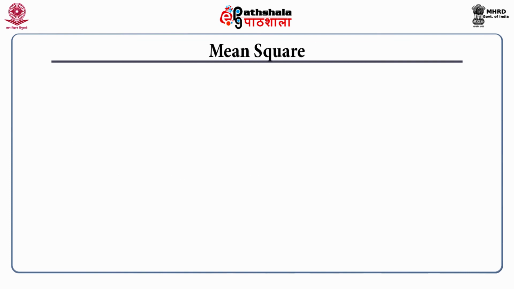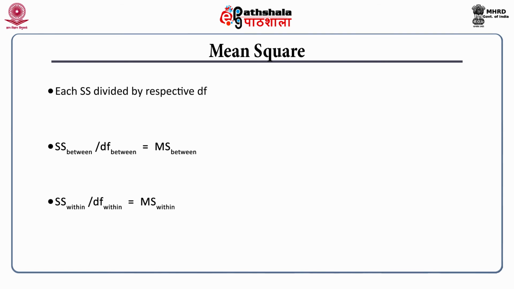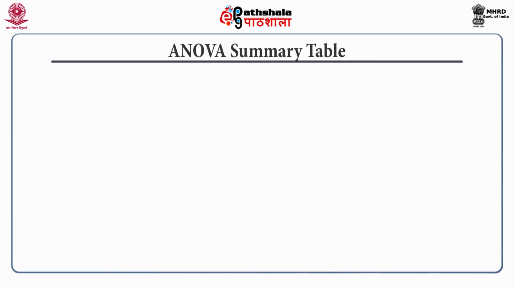Now the next step is to calculate the mean square. Each SS we have to divide by the respective degree of freedom. So sum of square between divided by degree of freedom between will be mean square between. Sum of square within divided by the degree of freedom within is equal to mean square within. Now the ratio of these mean squares, mean square between divided by mean square within, is called the F ratio. So this final F ratio is the ANOVA test statistic. This is all summarized in this particular table, the ANOVA summary table.